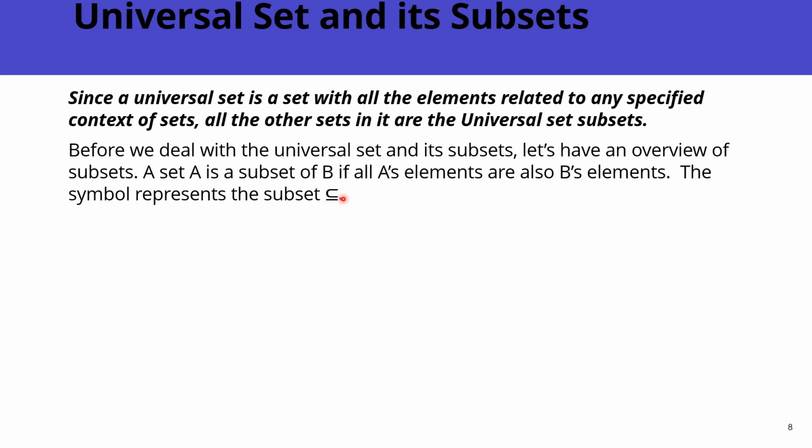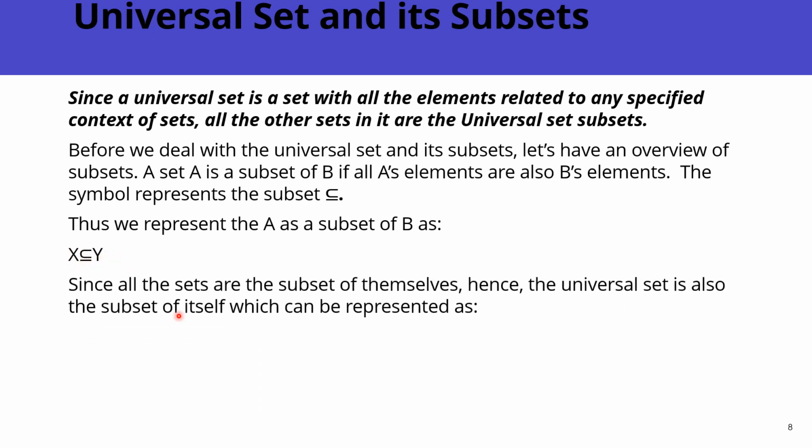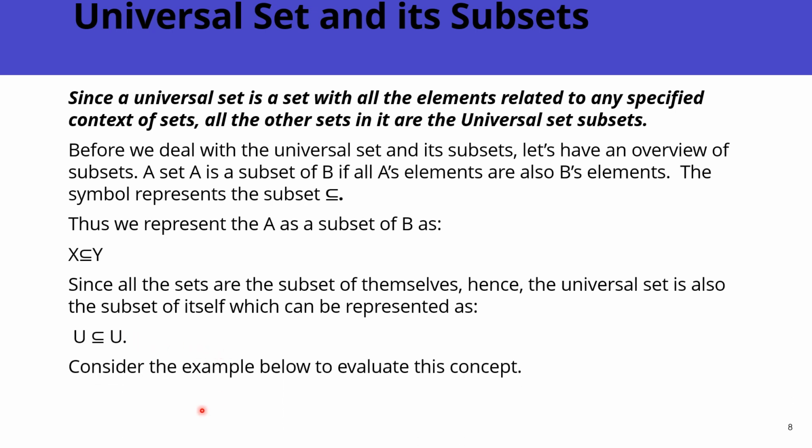So this is the symbol for a subset. Thus, we represent A as a subset of B like this: X is a subset of Y. Since all sets are subsets of themselves, the universal set is also a subset of itself, which can be represented as follows. So, the universal set is a subset of itself.